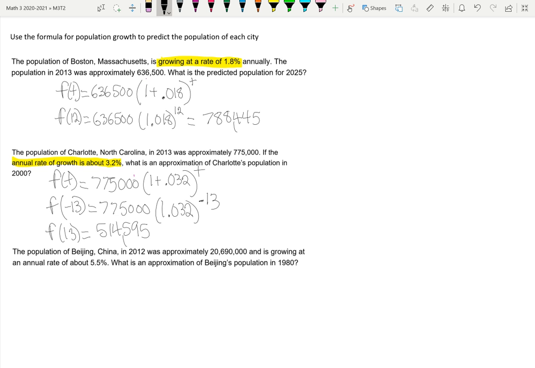So this next one is going to be very similar. It's going to be a function in accordance to t, and it is going to be 20,690,000, and it's growing at a rate of 1 plus 0.055, and it was in 1980. So how long ago was that? Negative 32 years.